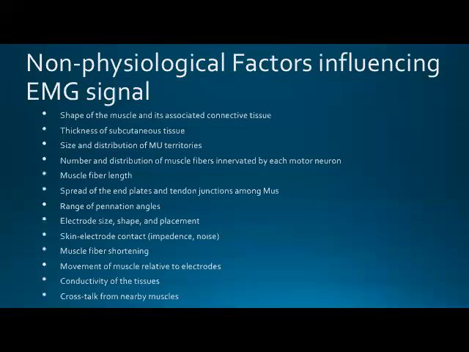Crosstalk, as I mentioned briefly, could occur if you have a signal being picked up from accessory muscles that are not the exact muscle of interest. Usually more than a single muscle is participating in a contraction. So if that electrode is in close proximity to an accessory muscle, you might pick up what's called crosstalk.